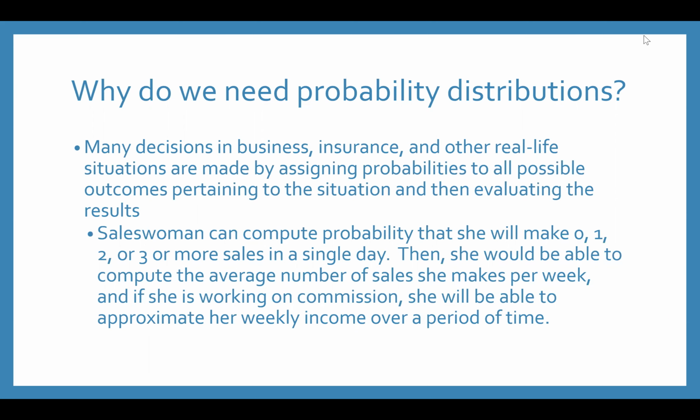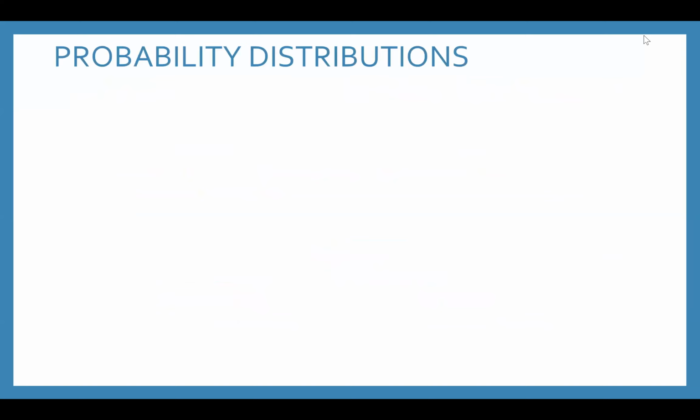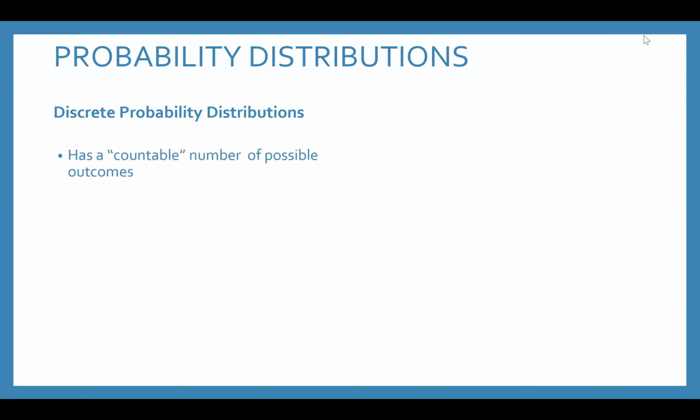There are two categories of probability distributions, and hopefully these categories sound familiar. You have discrete probability distributions, and then we also have continuous. Discrete and continuous, if you'll remember, were the two categories of quantitative data. We had quantitative discrete and quantitative continuous data. Similarly, we have a discrete probability distribution, or we could have a continuous probability distribution.